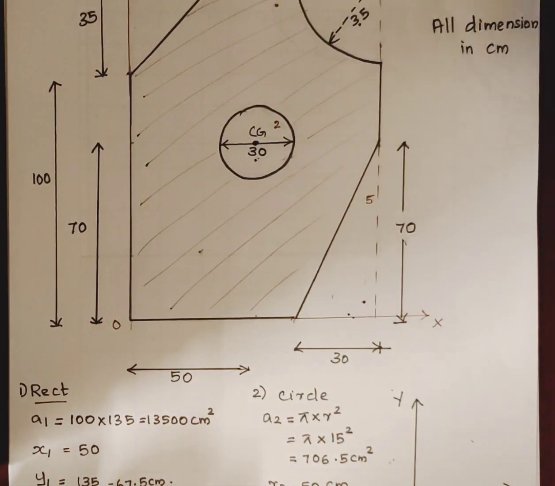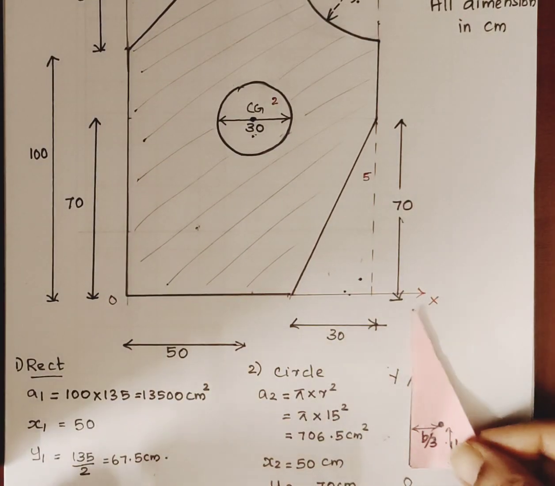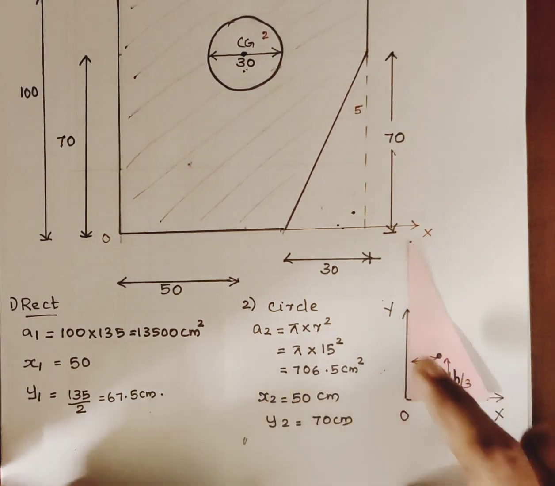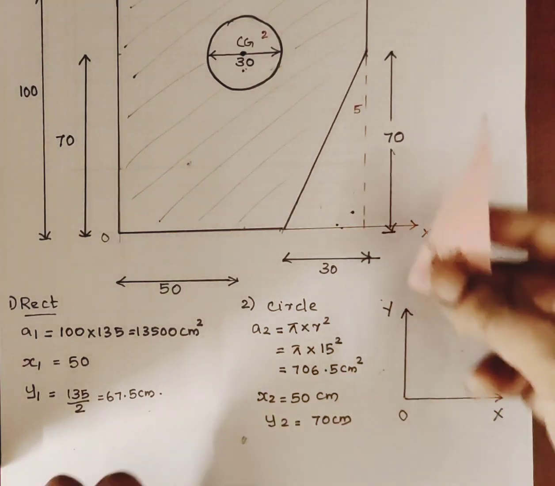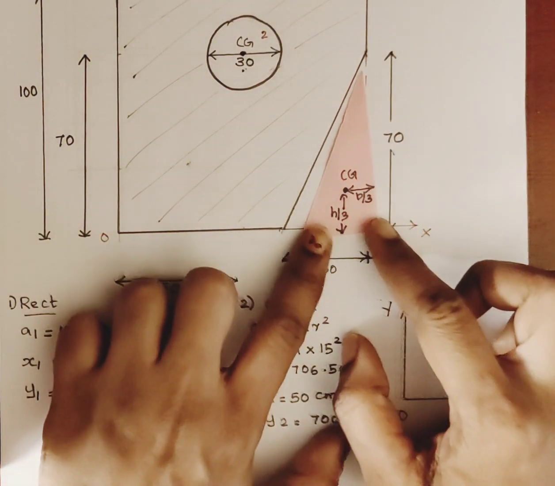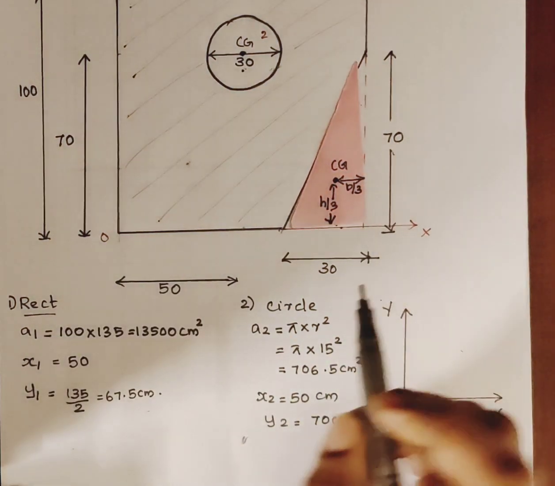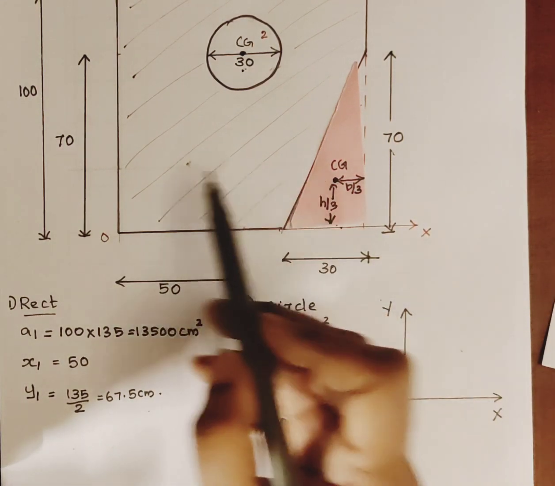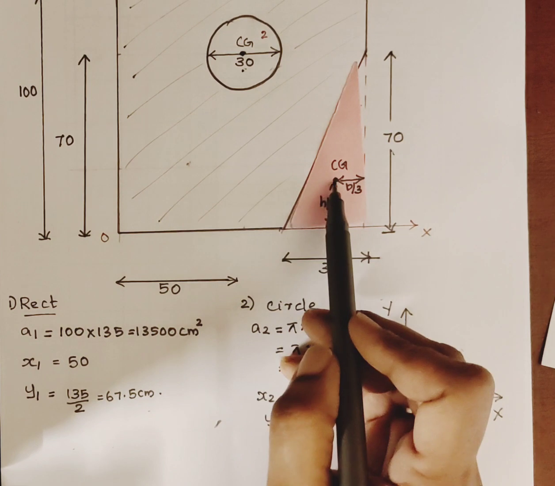And the last one is also a triangle. So for the right triangle, with respect to the OY axis, x coordinate is b by 3, and with respect to the OX axis, y coordinate is h by 3. So here you have to place the triangle like this. So x coordinate is the distance from the centroid to the OY axis, that is x5 is equal to this length.